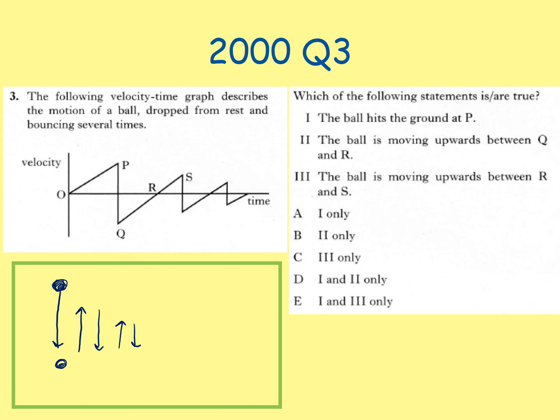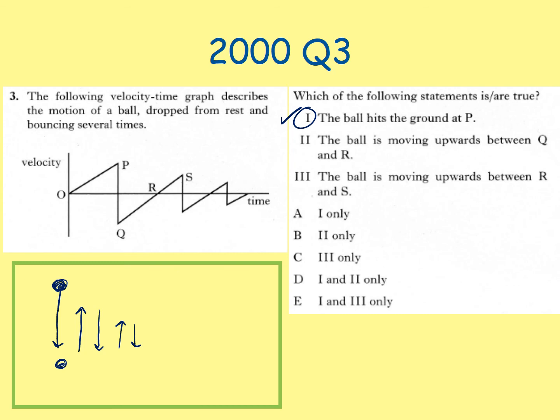So this first statement, 1, the ball hits the ground at P. We can see in our little diagram, the ball is initially falling, and that corresponds to the graph we've been given. We've got an increase in velocity until its maximum velocity just before it hits the ground, and that is going to be at P. So this first one is correct.